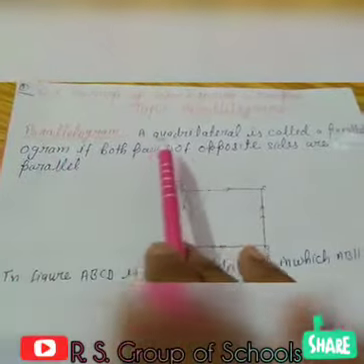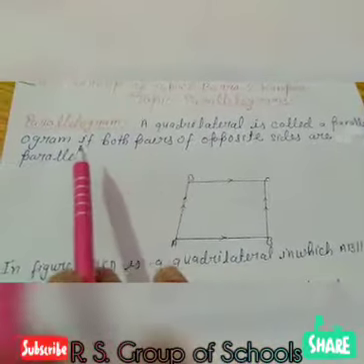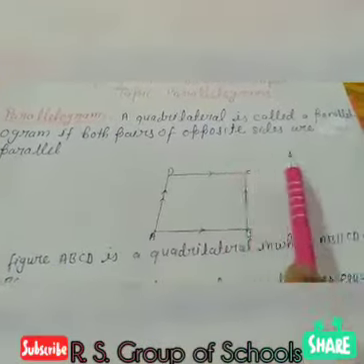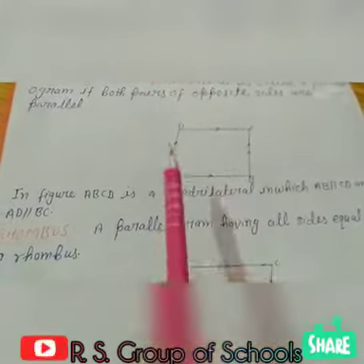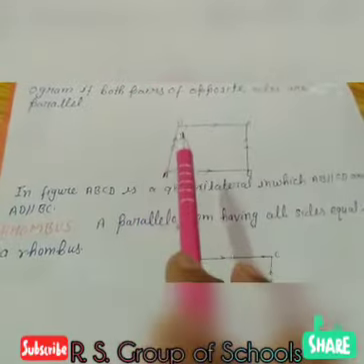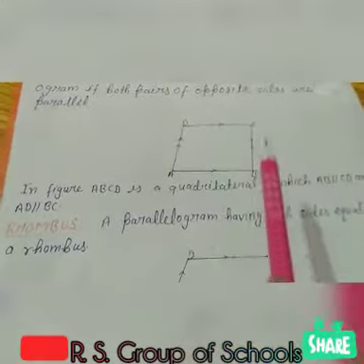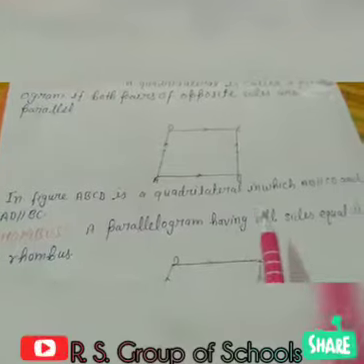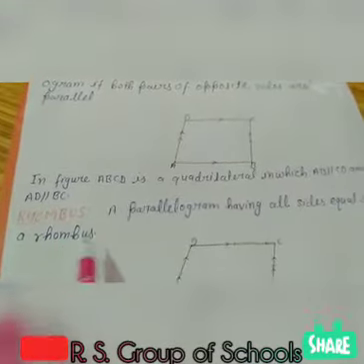Students, parallelograms. A quadrilateral is a parallelogram if both pairs of opposite sides are parallel. Here ABCD is a figure. AB is parallel to DC and AD is parallel to BC. In the figure, ABCD is a quadrilateral in which AB is parallel to CD and AD is parallel to BC.